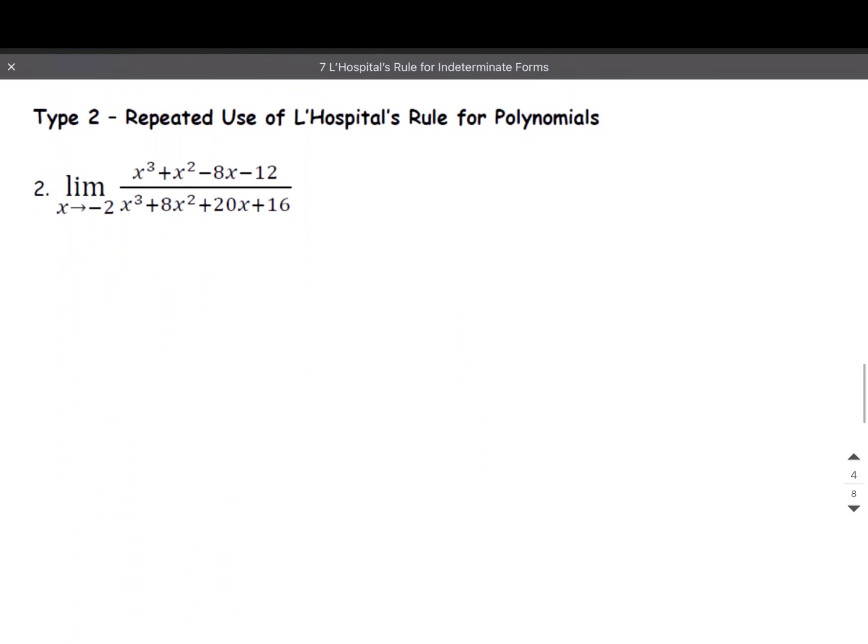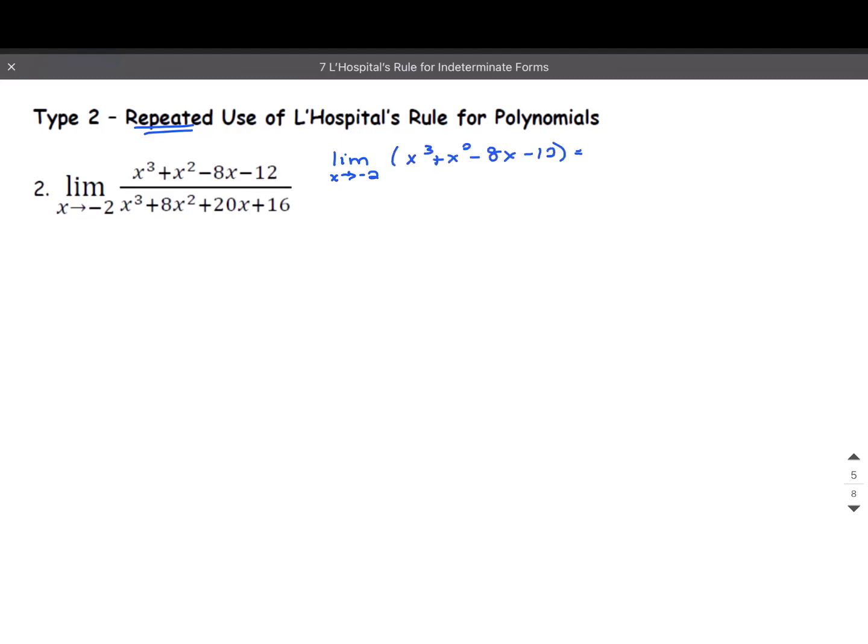Now, it does turn out that sometimes you have to repeat L'Hopital's rule, that you have to do it more than once. Just like sometimes we have a double chain rule or a triple chain rule, sometimes we have to use L'Hopital's rule more than once. Now, knowing we're in this category where we're going to use repeated uses, let's just start by writing the limit as x heads to negative 2 of the top piece of the function.